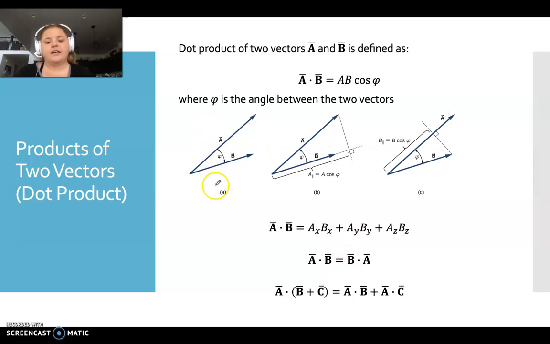And here is an illustration of this. So we have vector A and vector B, and the angle between the two is that phi. I'll go ahead and continue this in the next video.